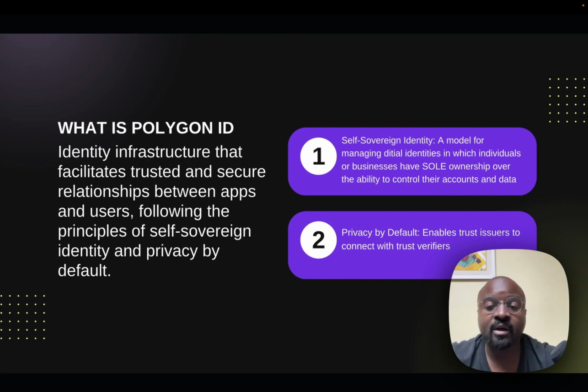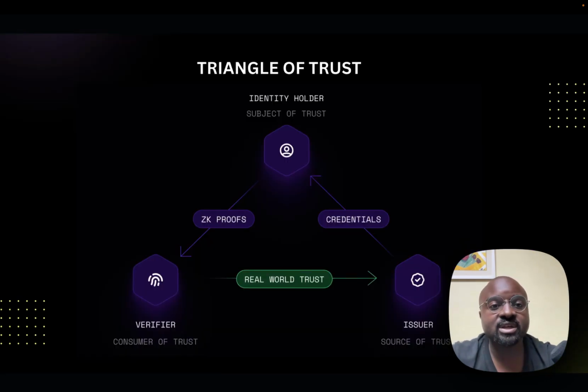By that, we basically mean that we enable trust issuers to connect with trust verifiers. And we'll be going into how that happens here, because at the core of the Polygon ID solution is the triangle of trust. The triangle of trust is comprised of three primary entities. We have an issuer who issues a credential. You could think of this as a college or university that issues a degree to a particular degree holder. The holder would then get that credential and hold it inside of their wallet or inside of a safe or something of that sort. And then the holder would go and present it to a verifier.